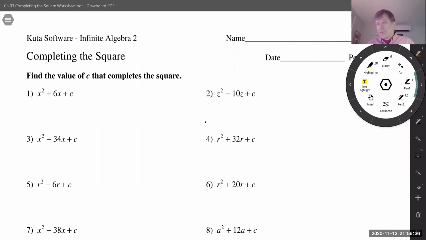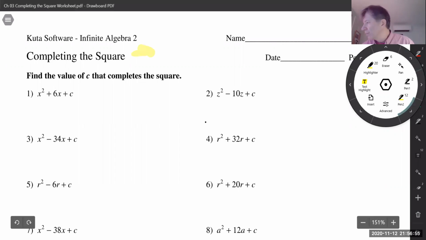Hello, the purpose of this video is to teach you how to go through the steps for completing the square of a quadratic equation. And the purpose for completing the square is usually to change, that's delta, to change standard form to vertex form.